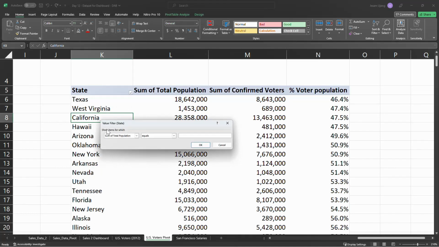Now we see show items for which there is a drop down option here, an arrow down. So for which percentage voter population, I select percentage voter population. Next is equal to, I change it to is less than, there's a drop down, is less than, then 55%. Then I click on OK.